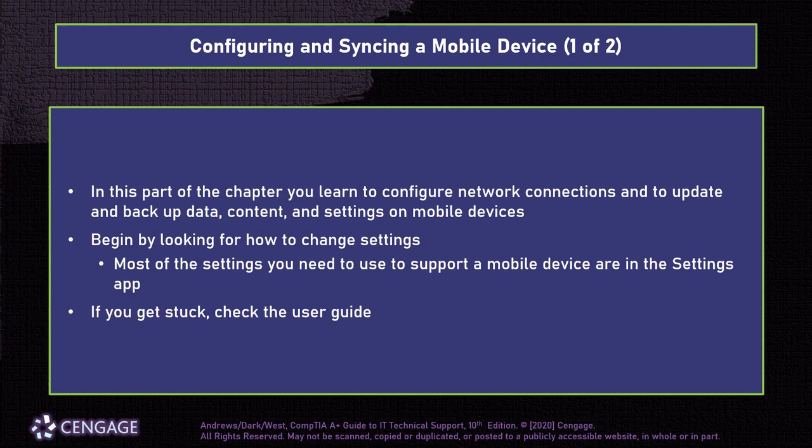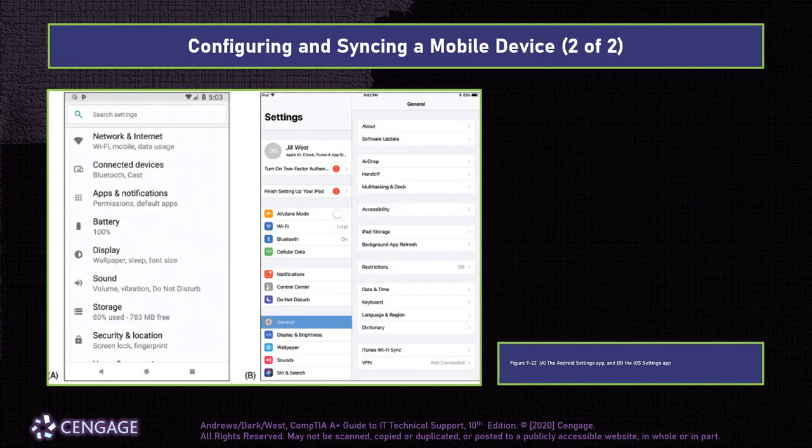It's not always necessary to fully understand why something is happening, but I would always read through the directions before you start trying to attempt any changes, just in case it doesn't quite work for your particular version of an OS. So here we can see the Android settings app on the left, the iOS settings app on the right. Not a huge amount of difference other than organization, but it's all the same stuff.